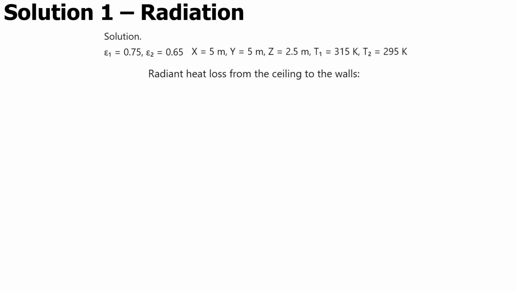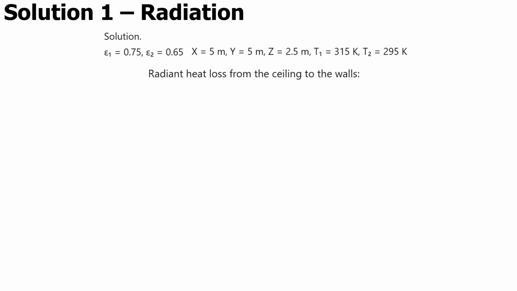Let's begin by outlining our solution. We'll start by listing the given parameters. We have the emissivities for the ceiling, epsilon 1, and the wall, epsilon 2. The room dimensions are x is 5 meters, y is 5 meters, and z is 2.5 meters. The temperature of the ceiling, T1, is 315 Kelvin, and the temperature of the wall, T2, is 295 Kelvin. Our objective is to determine the radiant heat loss from the ceiling to the walls.